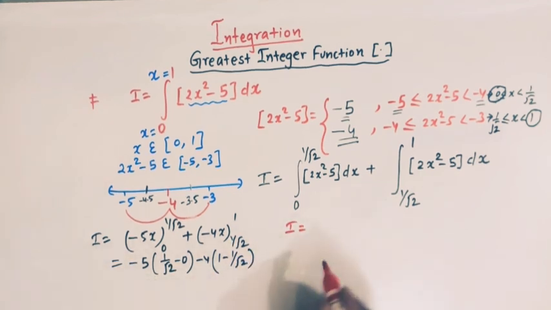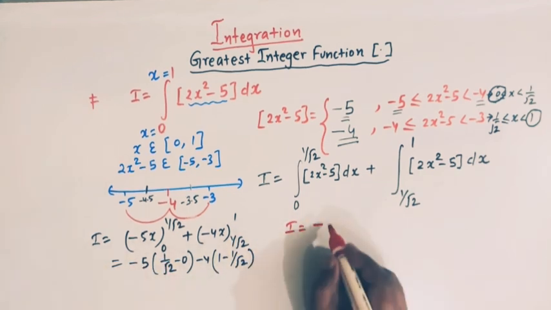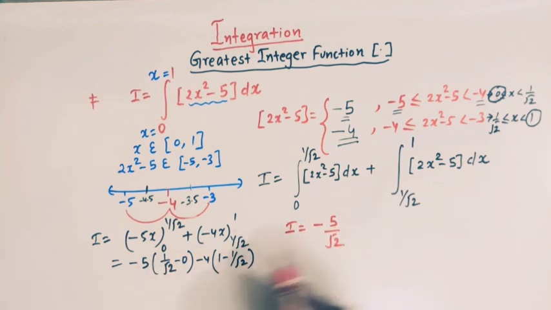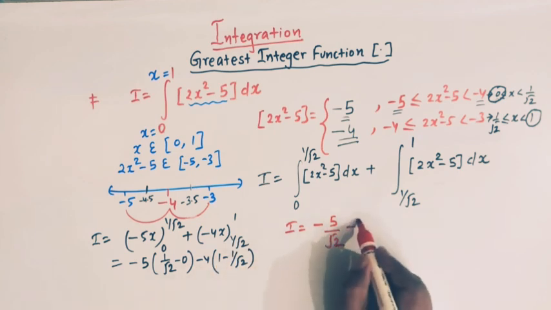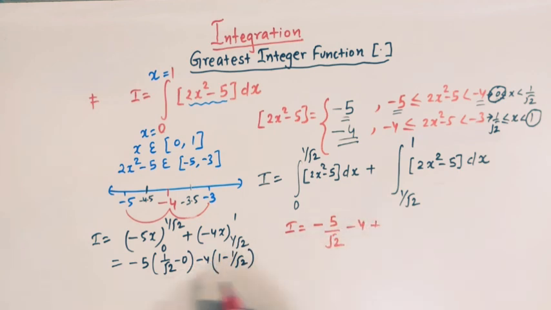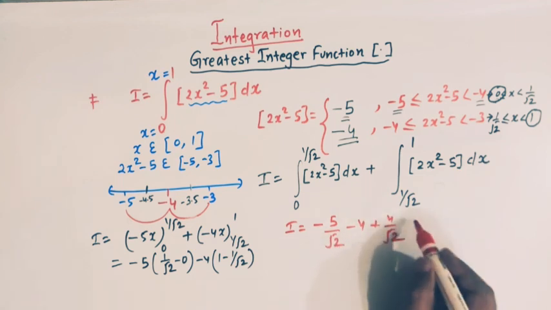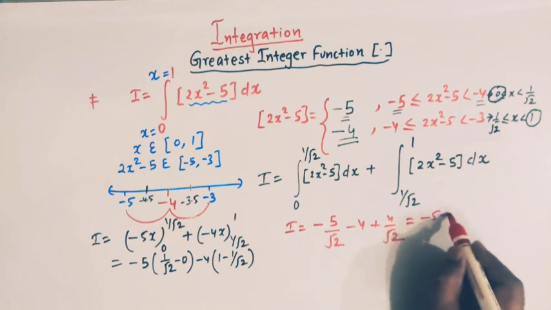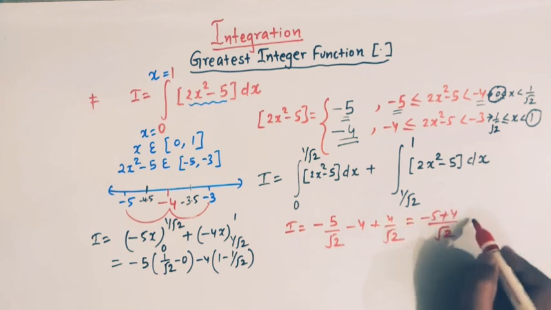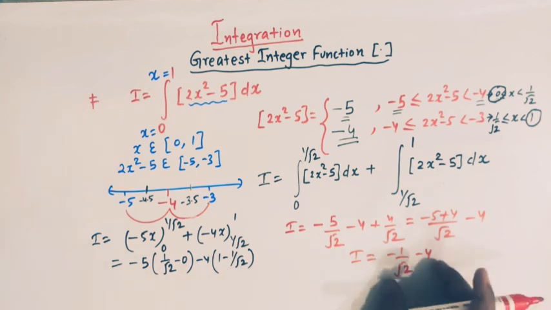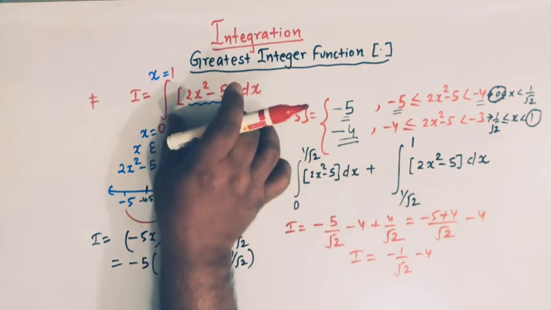Now I can be written as minus 5 times 1 over root 2 is minus 5 over root 2. Then we have minus 4 times 1 is minus 4. Then we have plus 4 over root 2. Clear? Now these two are like terms, so we have minus 5 plus 4 over root 2 minus 4. Then I can be written as minus 1 over root 2 minus 4. Right? So this is the required value of this integral.